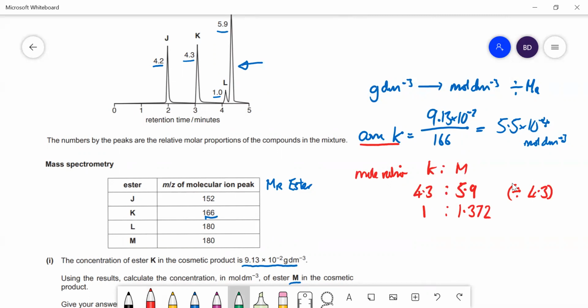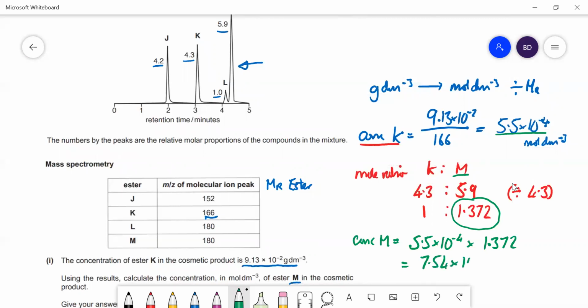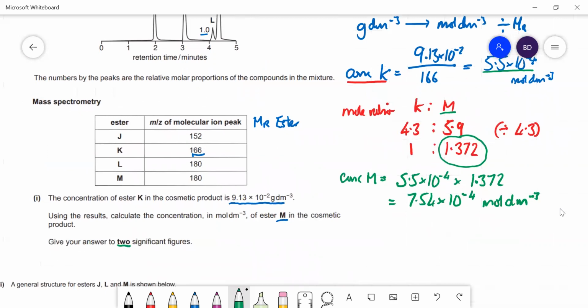Okay, now this is the concentration of K. So we know the concentration of M is going to be that multiplied by 1.372. So the concentration of M is equal to 5.5 times 10 to the minus 4 multiplied by 1.372, and that is equal to 7.54 times 10 to the minus 4, sorry, not 6, moles per decimeter cubed. But it does say in this question, give the answer to two significant figures, so we need to change that. That's 7.5 times 10 to the minus 4 moles per decimeter cubed, our final answer there.